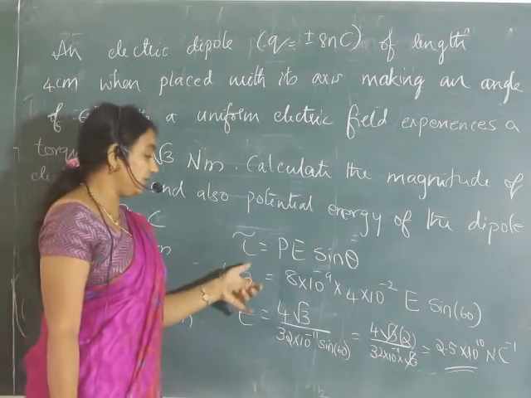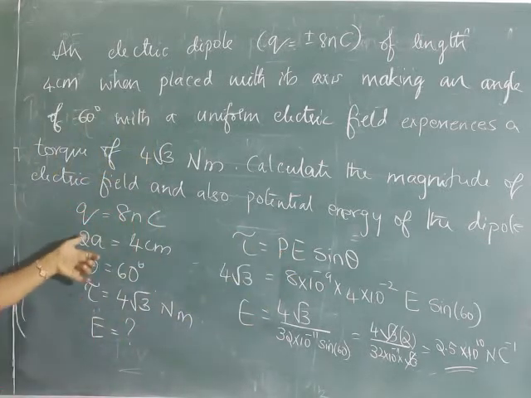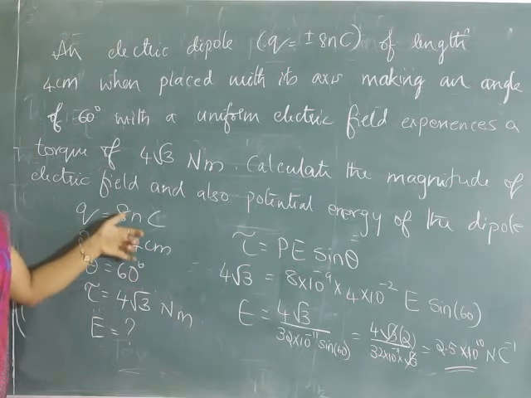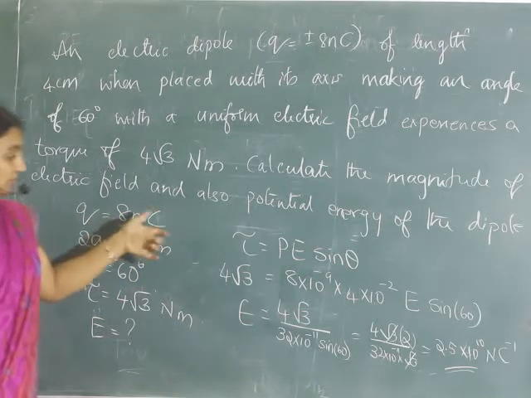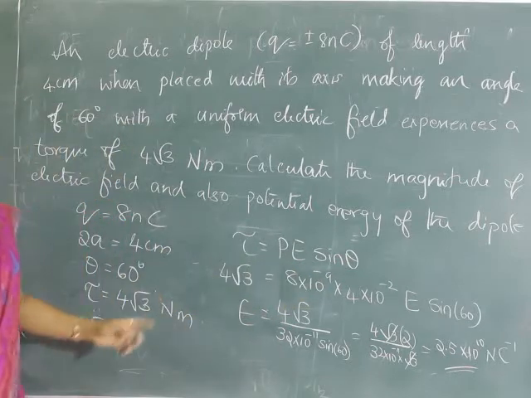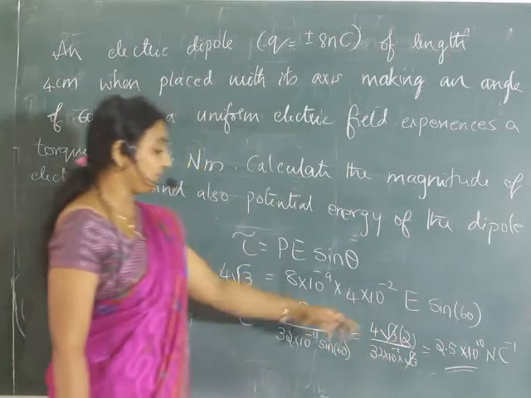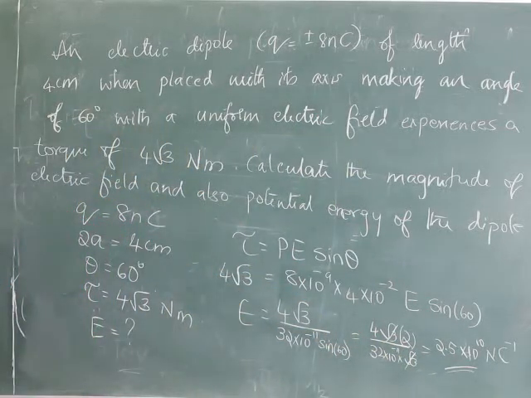Did you substitute? Tau is equal to 4 root 3. P is nothing but 2AQ, 4 into 8. But here 8 is nano, so 10 to the power minus 9, centimeter 10 to the power minus 2. E sin 60, sin 60 is root 3 by 2. If you substitute, you will get 2.5 into 10 to the power 10 Newton per coulomb.